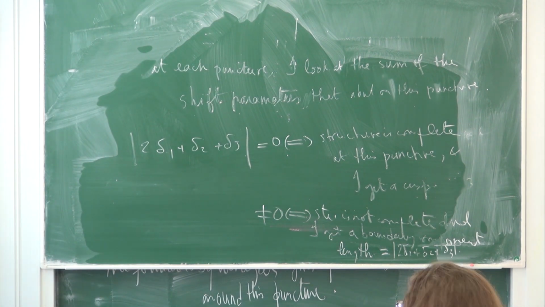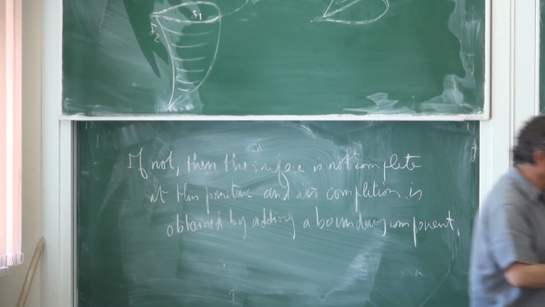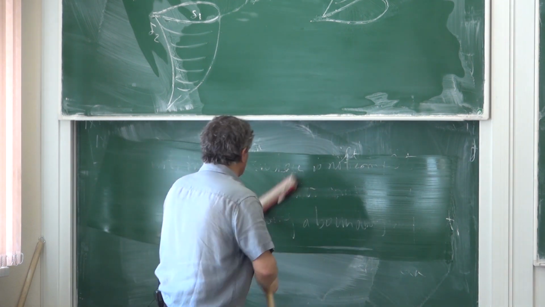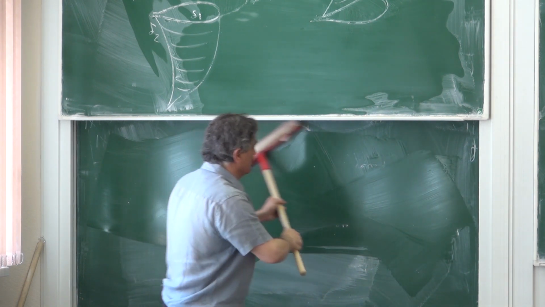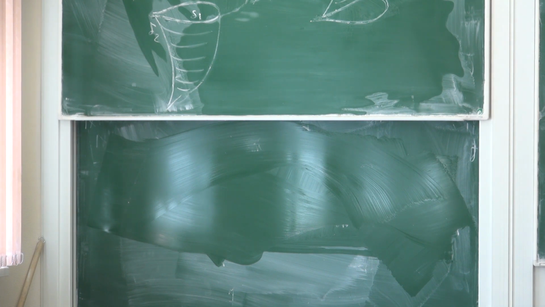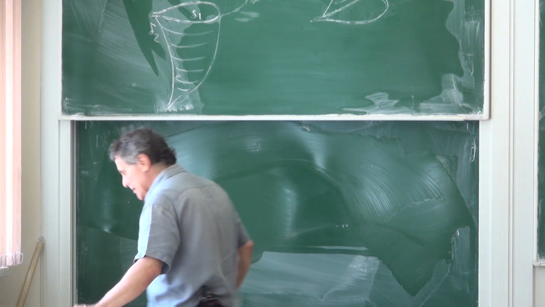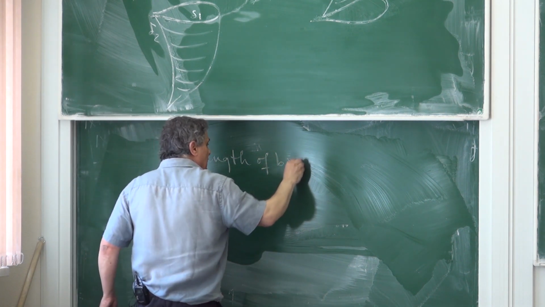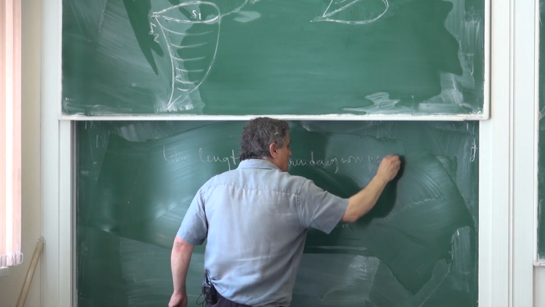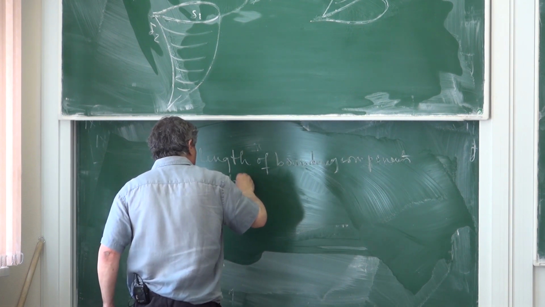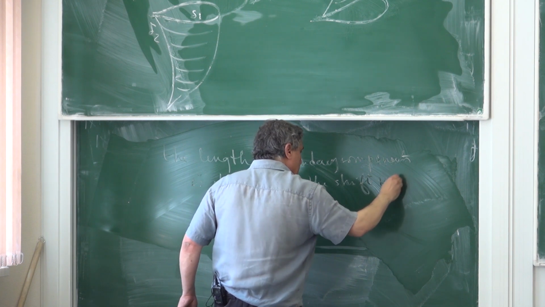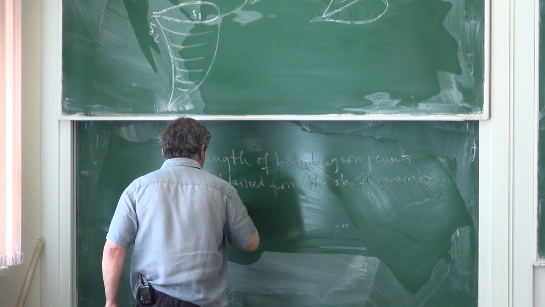So you see, the result I'm telling you here is that the length of a boundary component is obtained from the shift parameters by a very simple formula.